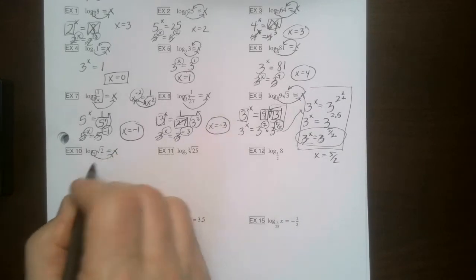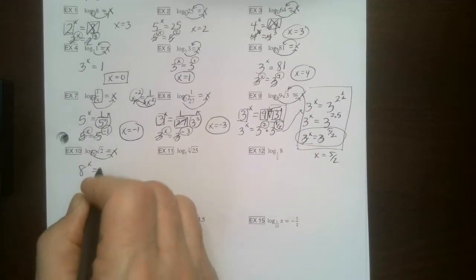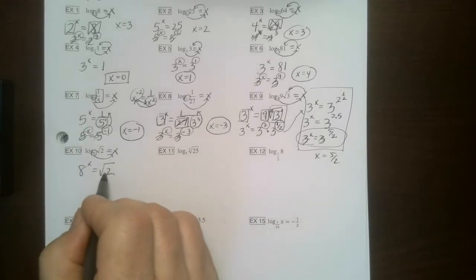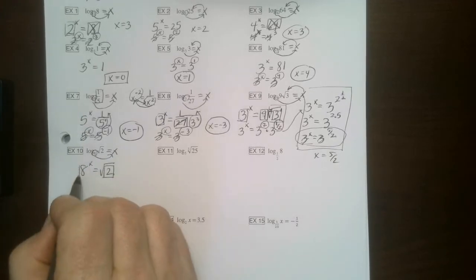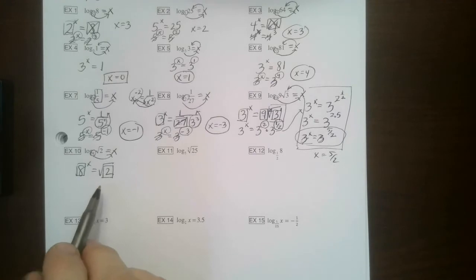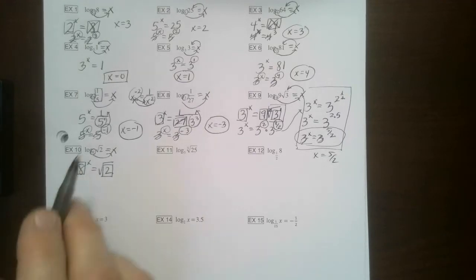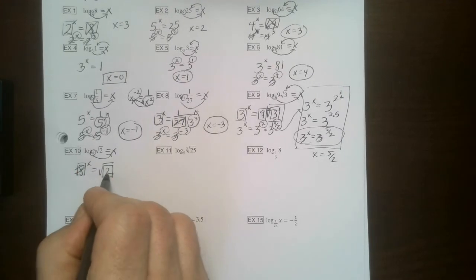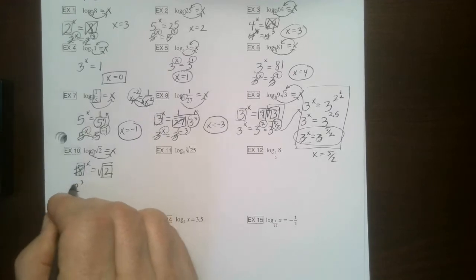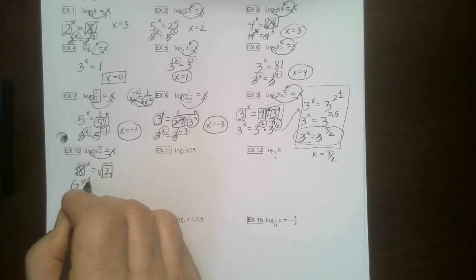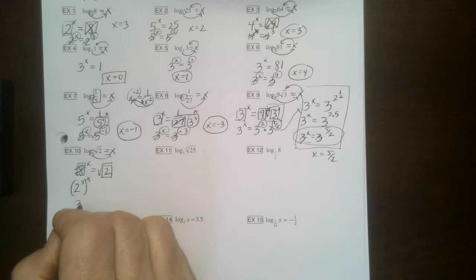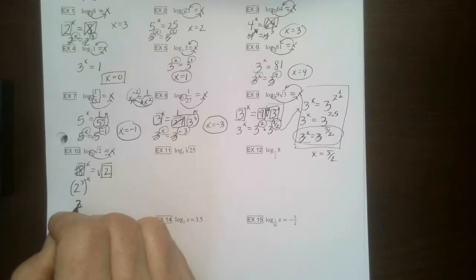Base, exponent, answer. I got a 2 and I got an 8. Which one's bigger, Sesame Street? The 8. That's what we have to change. We've got to try to make it a 2. So we're going to go 2 cubed to the x power. Now we got power to power, so we multiply. Whoops, that needs to be a 2.